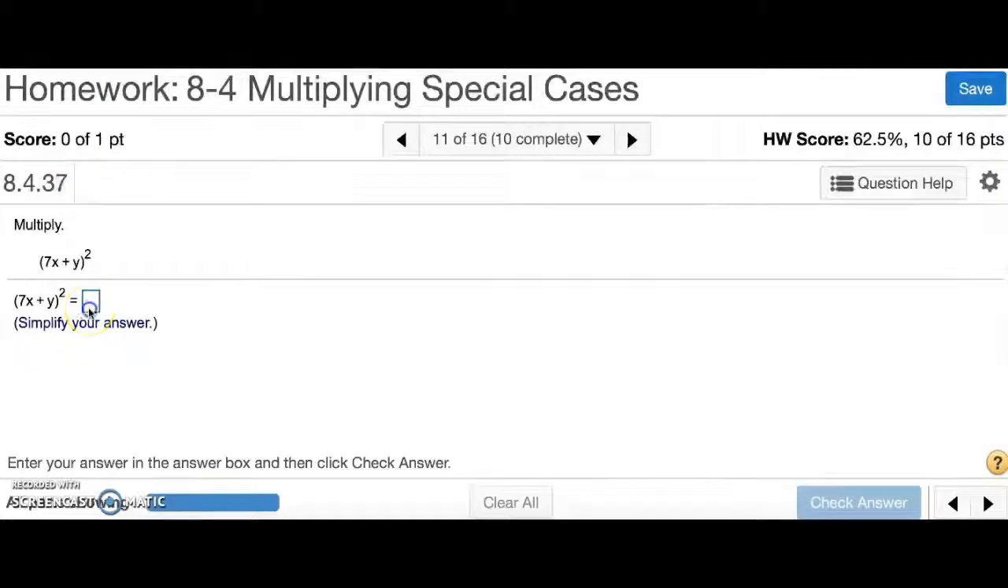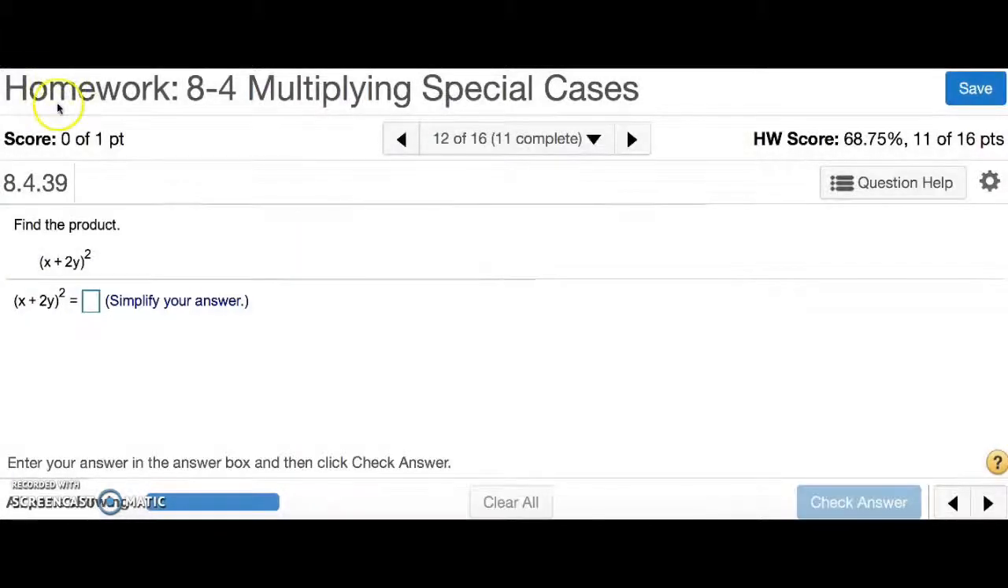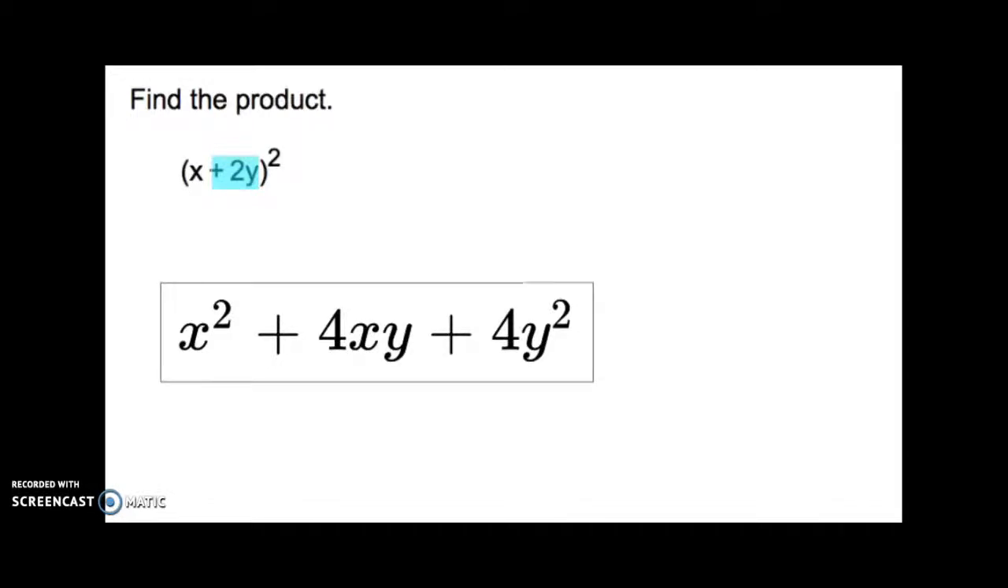So let's type it in. We have 49x squared plus 14xy plus y squared. That's number 11. Number 12, we are again looking for the product, so let's do that. Again, when we're squaring a binomial, we square the first term first, so we get x squared. Then we multiply the two terms together and double it, so we have 2xy times 2, which is 4xy. Then we square the last term, and we get 4y squared. So my answer is going to be x squared plus 4xy plus 4y squared.